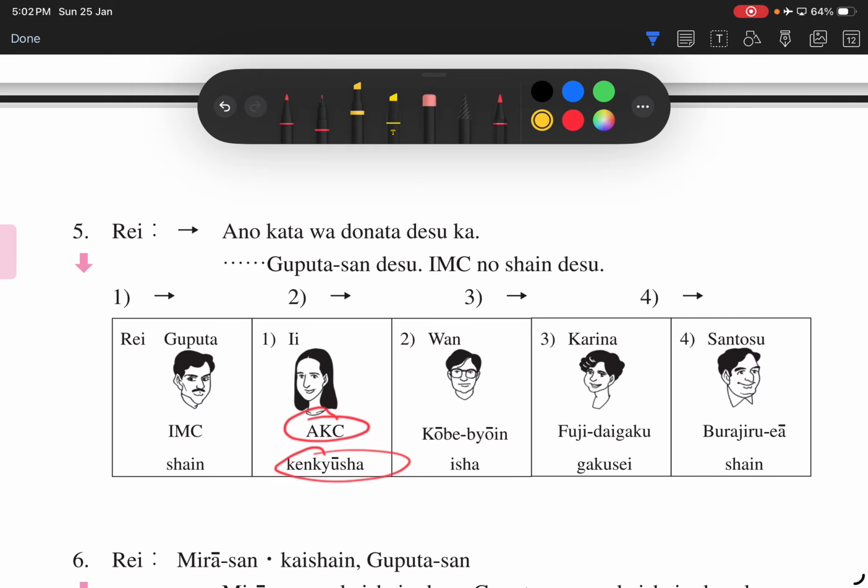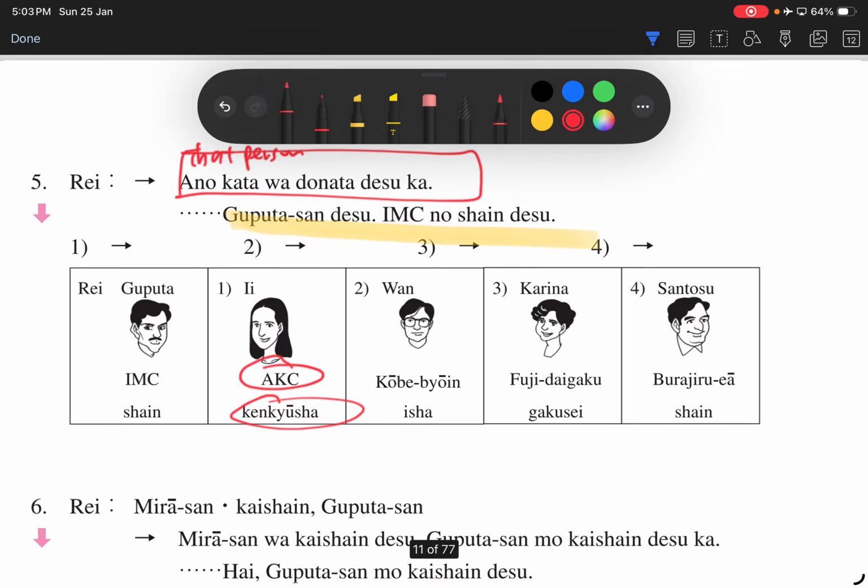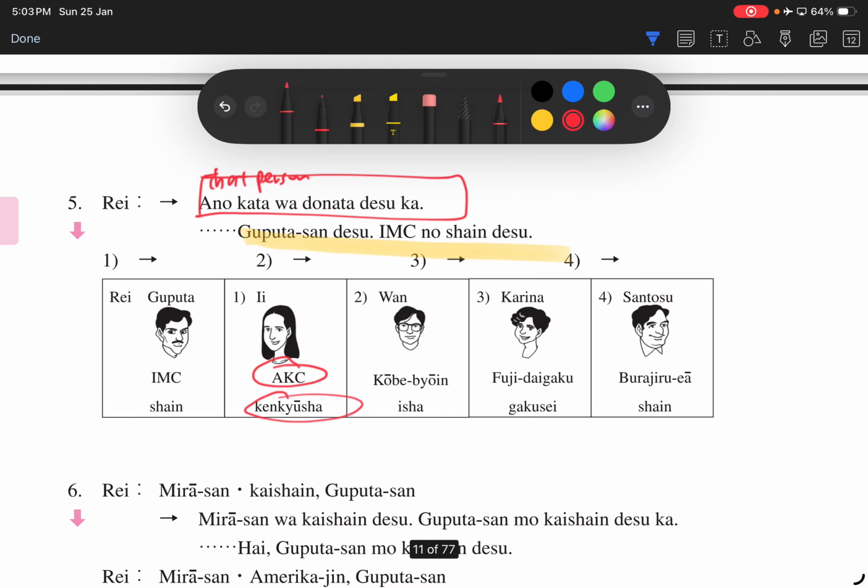I don't need you to ask the question now. The question is the same for everybody. The question is anokata. Anokata means that person. That person wa? Who is it? So I just need to answer the question. Gupta san desu. You can see their name above their head. Below their head is their affiliation, company and position. So I need to introduce their company and their position. You can see there's no space, so maybe you can write it on an extra piece of paper.